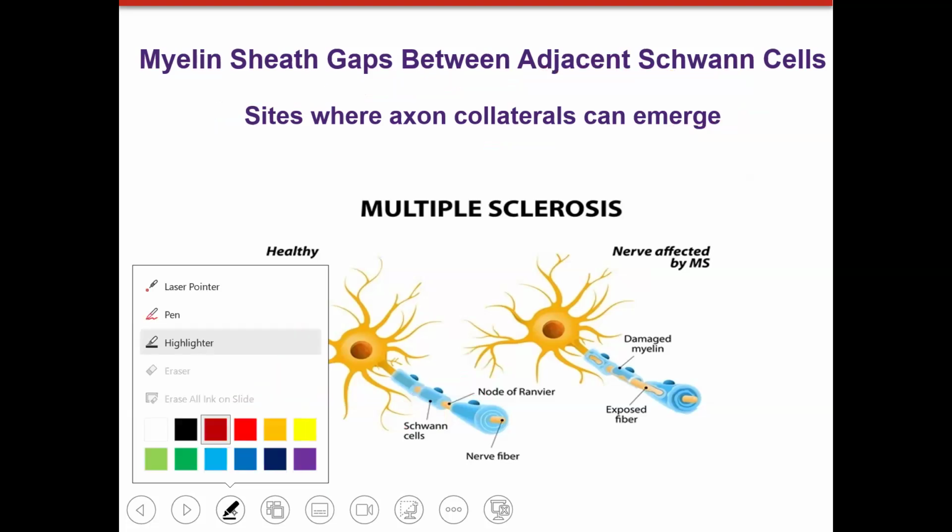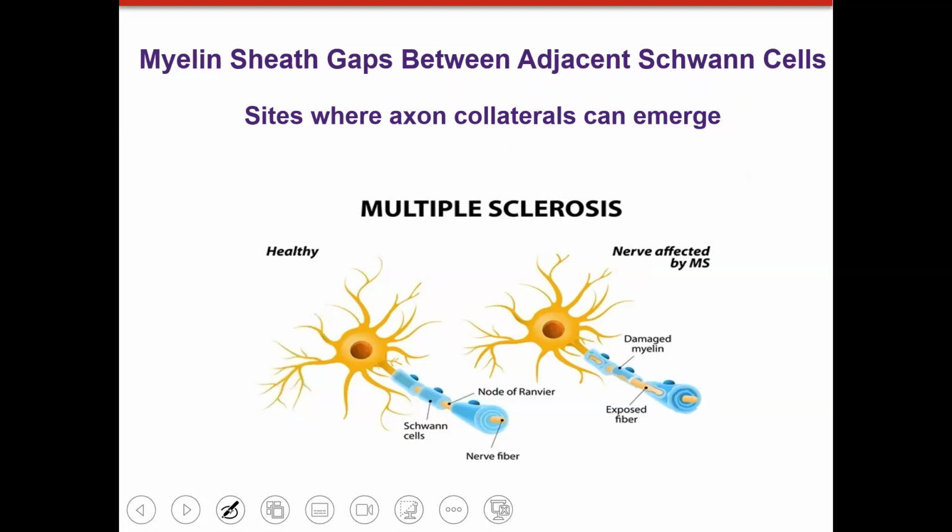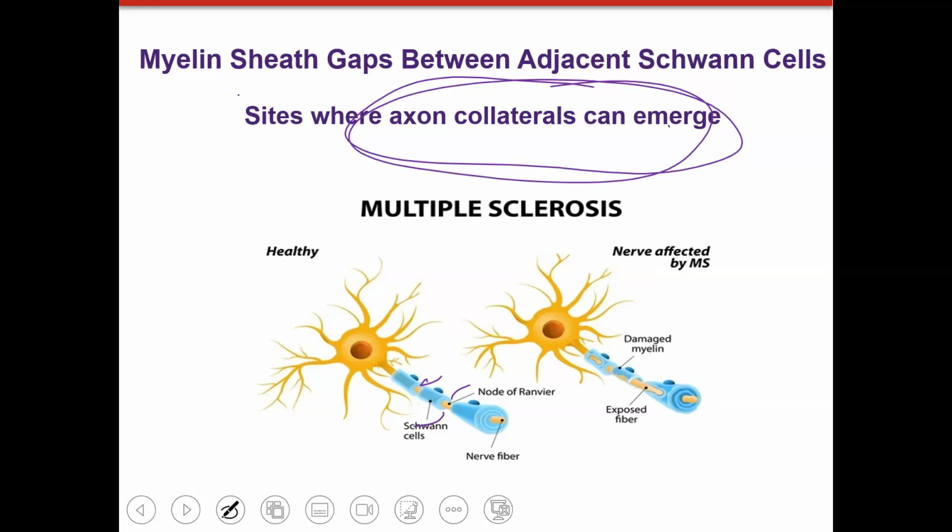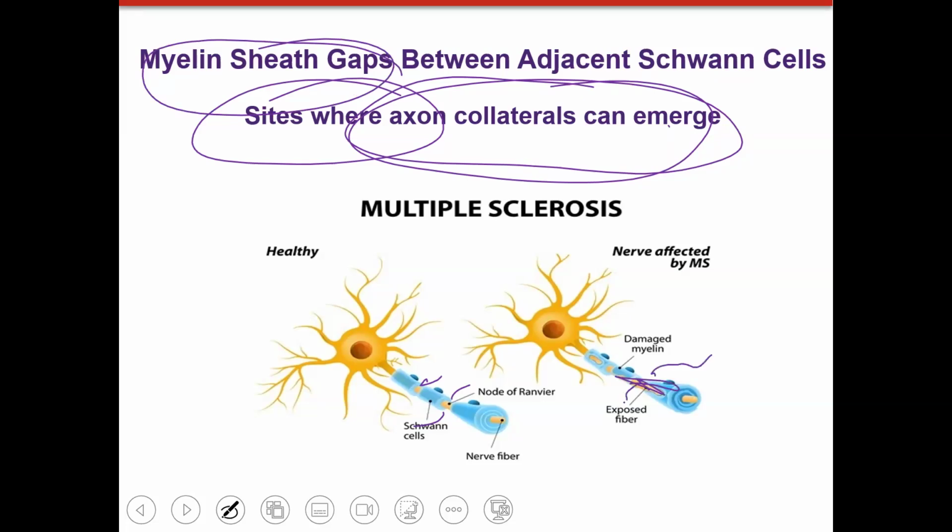And let me use something a little easier to look at. So it's going to create these little offshoots. And we can only have these little offshoots where the axon collaterals emerge from the little sites of myelin sheath gaps. So you need this exposed in order for the little collaterals to come out and bypass the damaged areas. Sites where axon collaterals can emerge is only at those myelin sheath gaps. So the body is making more myelin sheath gaps when it starts destroying its own myelin.